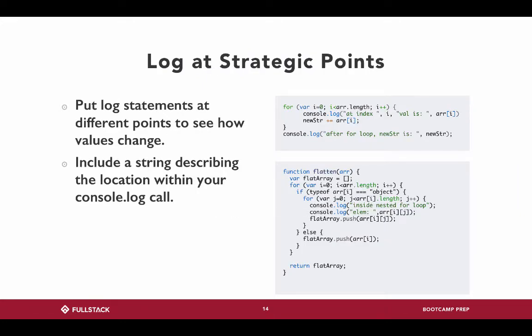Logging at strategic points is key. Logging out what this new string is once you've gone through the for loop is great. But also including a log maybe inside the loop as you're adding to the string is super helpful to make sure you're adding the thing that you think you're adding every time. And again, include strings, like I said, inside a nested for loop. That can be helpful to make sure you know where you're getting to, and the element is this.